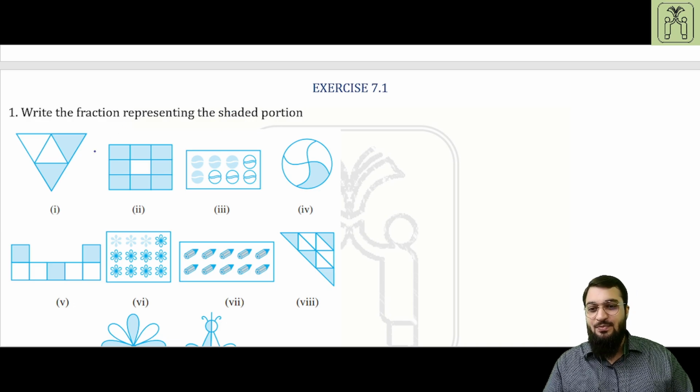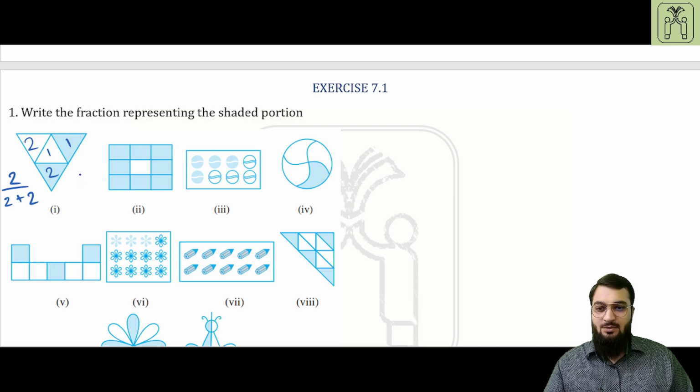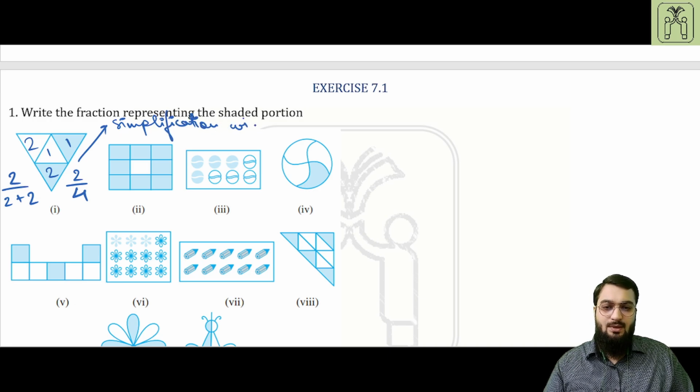Okay, let's start. In this figure, the shaded parts are 1, 2, and the unshaded parts are 1 and 2. Therefore, the total is 2 plus 2, that is 4. So it is 2 upon 4. 2 upon 4 can also be simplified, but simplification will be learned later.